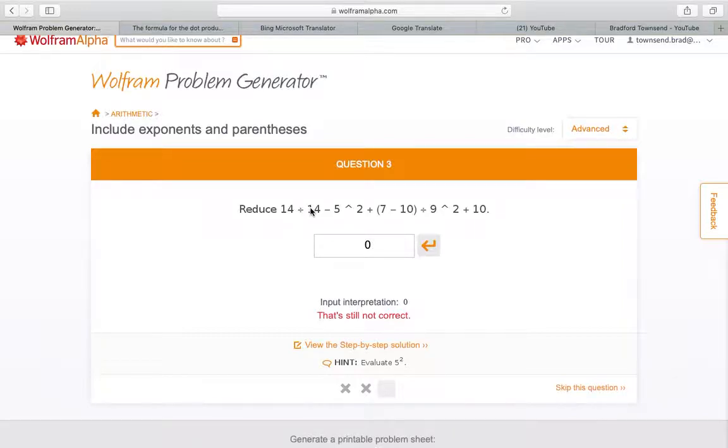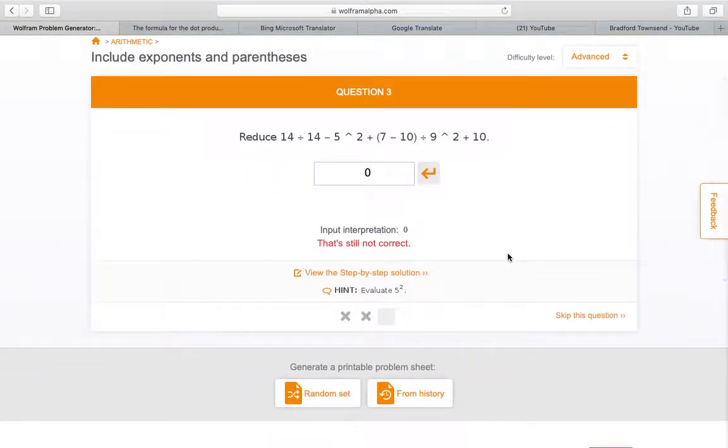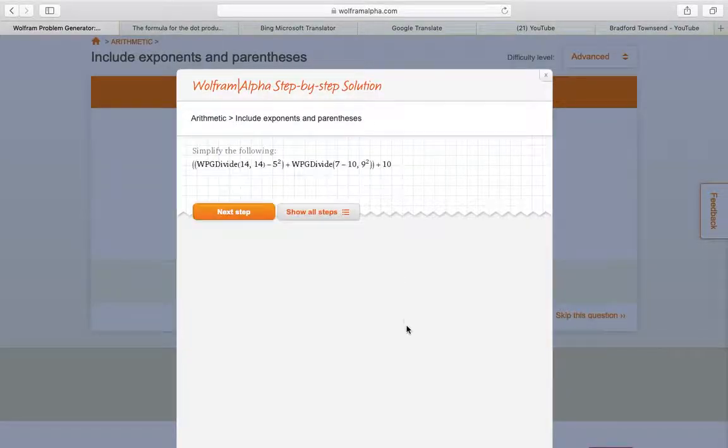So just so you have an idea for when we go through the step-by-step solution, the problem is 14 divided by 14 minus 5 squared plus 7 minus 10 in parentheses, divided by 9 squared, plus 10. So when you have equal precedence, you go from left to right. And of course it makes a difference and would change your answer. Okay, so let's view the step-by-step solution. Show all steps.